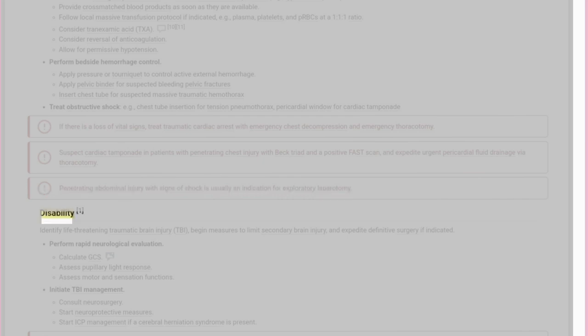Disability. Identify life-threatening traumatic brain injury, TBI, begin measures to limit secondary brain injury, and expedite definitive surgery if indicated. Perform rapid neurological evaluation. Calculate GCS. Assess pupillary light response. Assess motor and sensation functions. Initiate TBI management. Consult neurosurgery. Start neuroprotective measures. Start ICP management if a cerebral herniation syndrome is present. Remain vigilant for signs of traumatic brain injury in intoxicated patients.